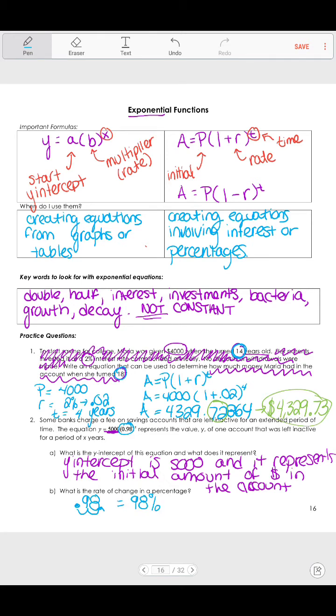Okay, but it's not asking us for the rate, it's asking us for the rate of change. And whenever it's talking about the rate of change, it's asking, out of 100, how much did the percent change? So out of 100%, I'm taking away 98%. My rate of change is what's left over, and that would be 2%.